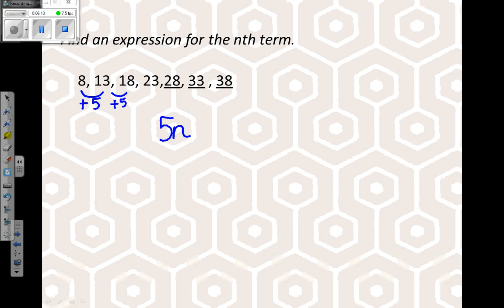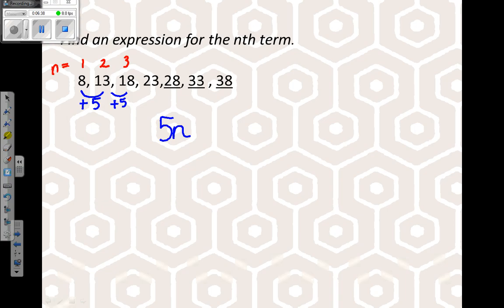Now, one thing to make you aware of, all n is talking about is the position in the sequence. So 8 is when n equals 1. 13 is when n equals 2. 18 is when n equals 3. It's the third spot in my sequence. Now, what we need to do is find a general expression for this sequence.